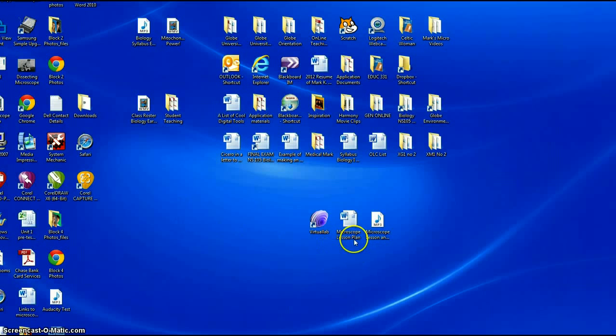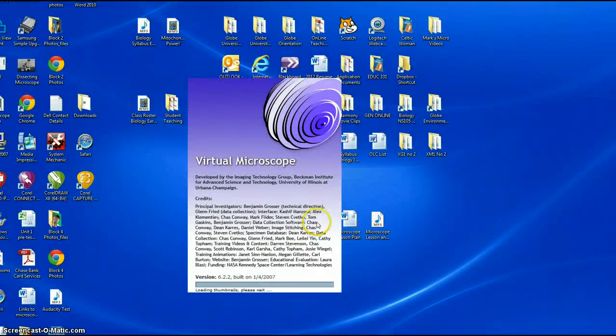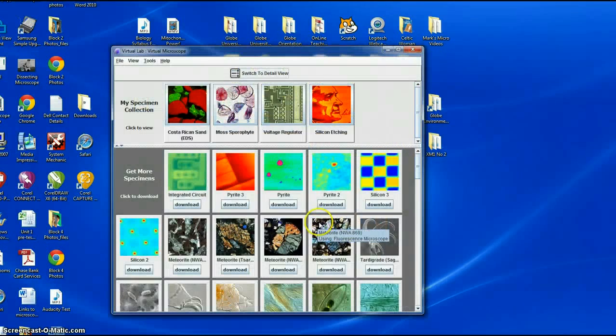First, on my desktop is an introduction to the microscope lesson plan in MP3, a microscope lesson plan in a Word document with links that work, and a virtual lab icon. So what I want you to do first is to open the virtual lab, put it on the smartboard, have that open.